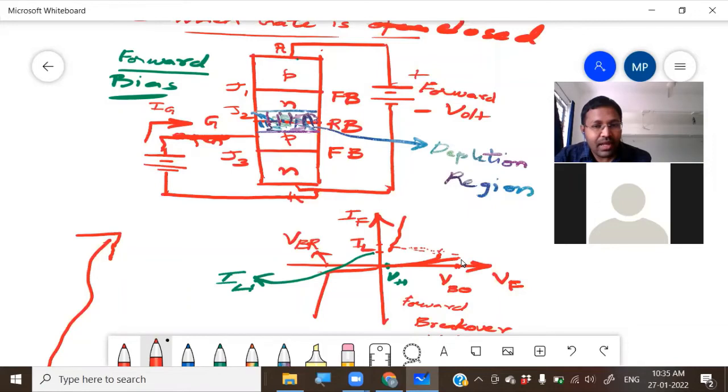This will be the characteristics when you give some gate current. I will call it Ig1.